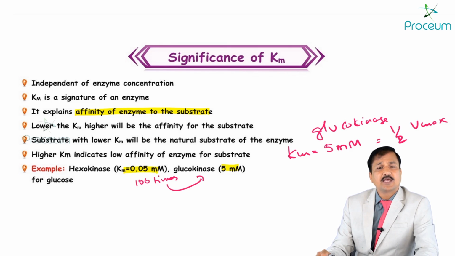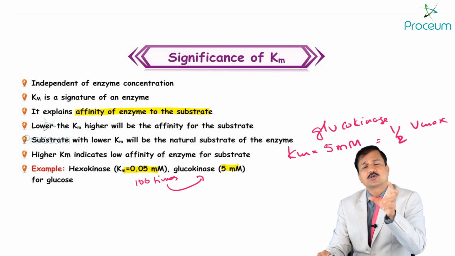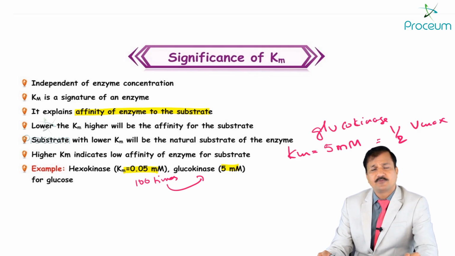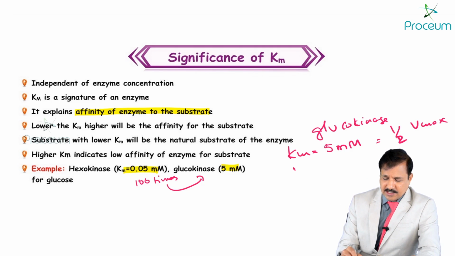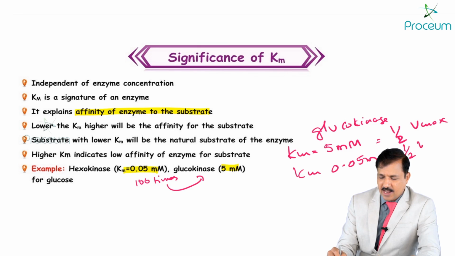That's what it means. Km is the substrate concentration at which the enzyme reaches half the maximum velocity. At 5 millimoles of glucose, glucokinase reaches its half maximum velocity. And similarly for hexokinase, Km is 0.05 millimoles. At 0.05 millimoles, it reaches half maximum velocity. That is for hexokinase.